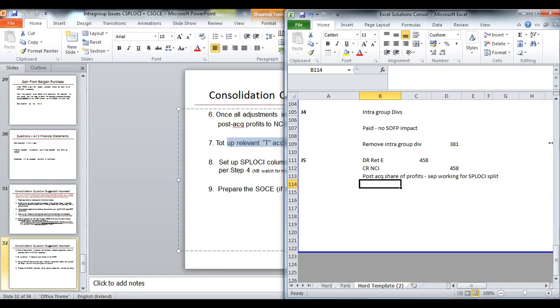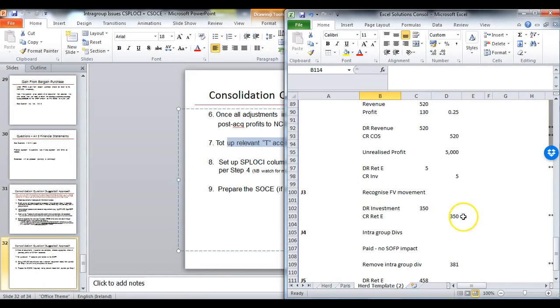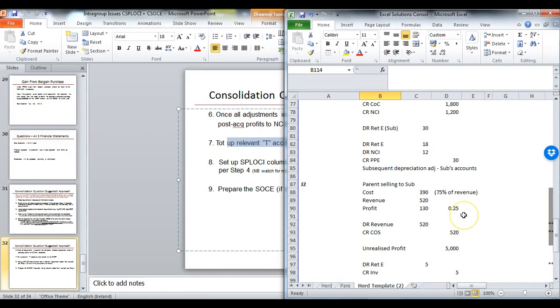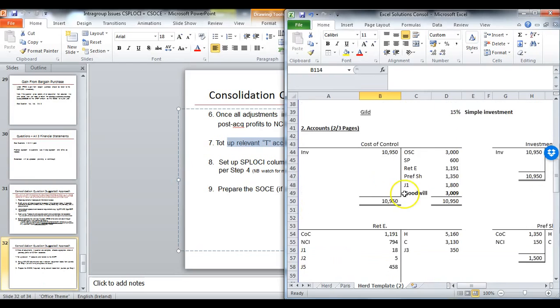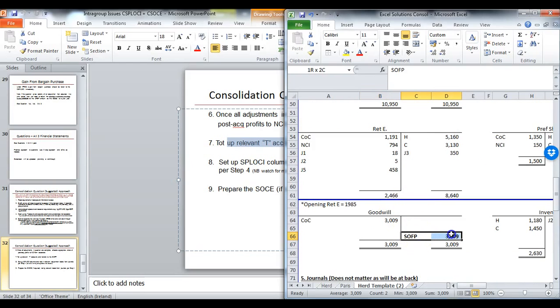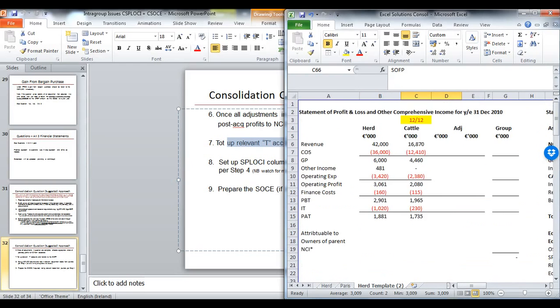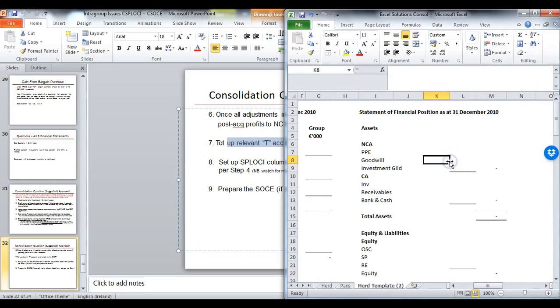So we now have our step 6 done, and all we need to do is tot up the relevant T accounts. So relatively efficient, we've done all the workings, we've captured and aggregated them all already, so we don't have to worry about any columns or which goes to which column account. We've them all captured here. So we know our goodwill is 3009, so let's tot it in. So goodwill, in this case, is 3009.